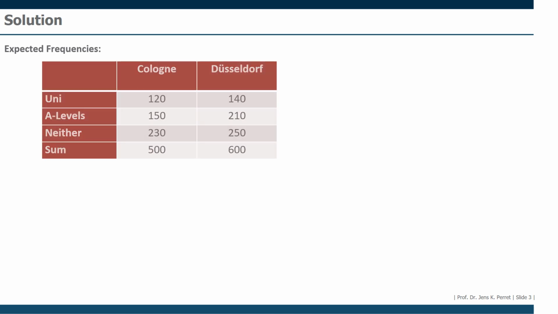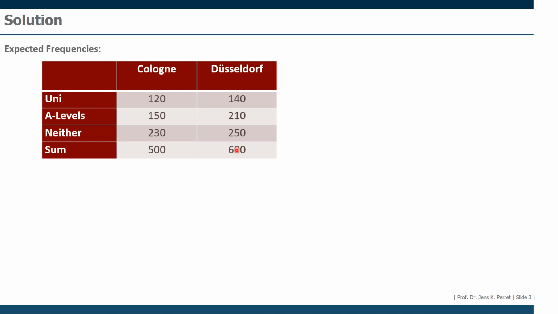To get the expected frequencies, I'm just going to copy the table from before, and I'm going to calculate the overall sums for both samples, so for the Cologne and the Düsseldorf sample, by simply adding up all these numbers, giving me here 500 and here 600 observations.